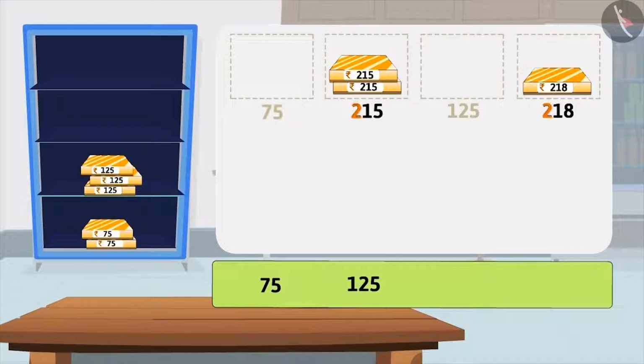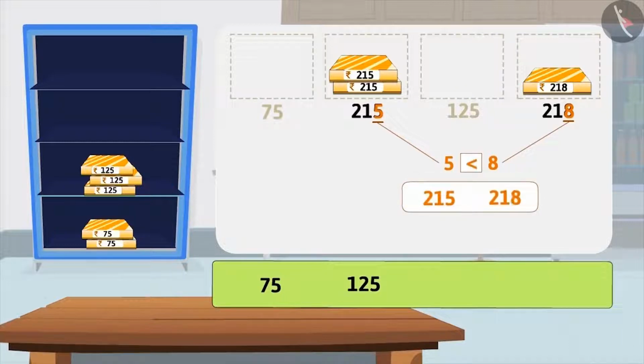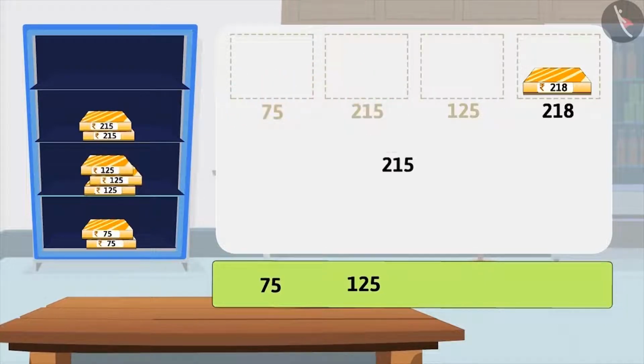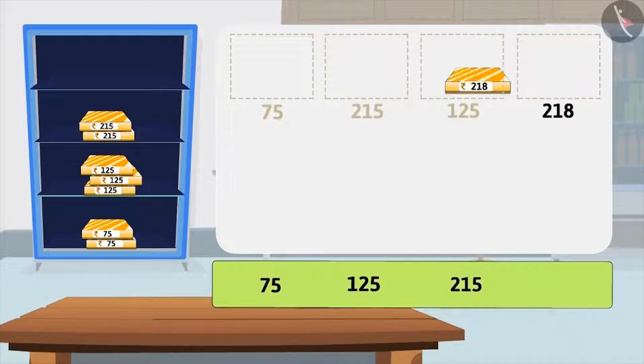Now if we look at the remaining two numbers, the leftmost digit is the same. So we will compare the next number. This is also the same. So we will compare the next number. Here, the digit 5 is smaller than 8. So 215 is a smaller number than 218. Let us arrange the boxes worth rupees 215 over the boxes worth rupees 125. Now, we will keep the remaining boxes worth rupees 218 at the top.